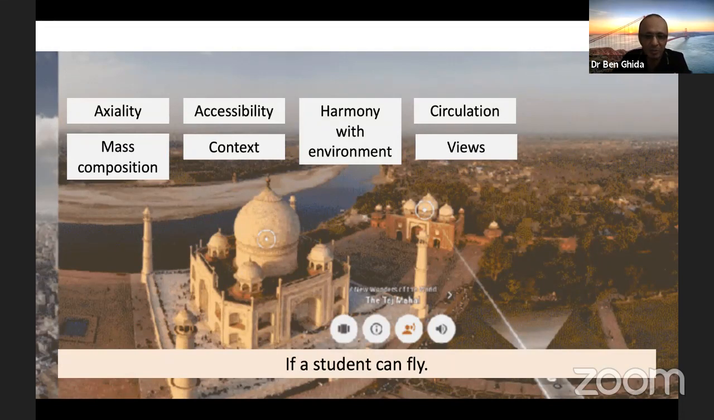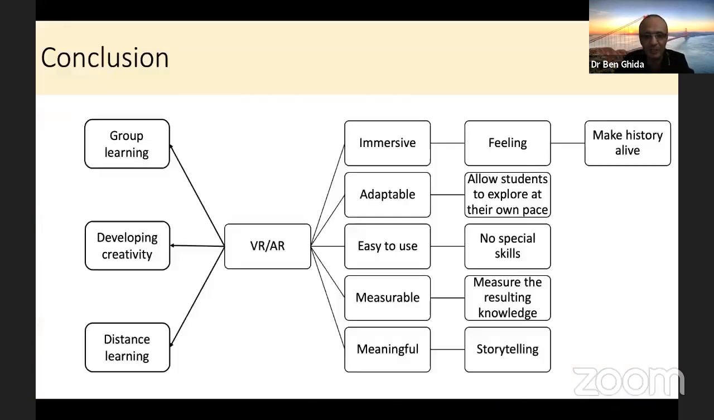This is impossible to do in a regular classroom. It's impossible to show it with PPTs. I try to show it, but students cannot actually see it. However, with VR, it will be much easier for the students to comprehend all these principles of architecture.